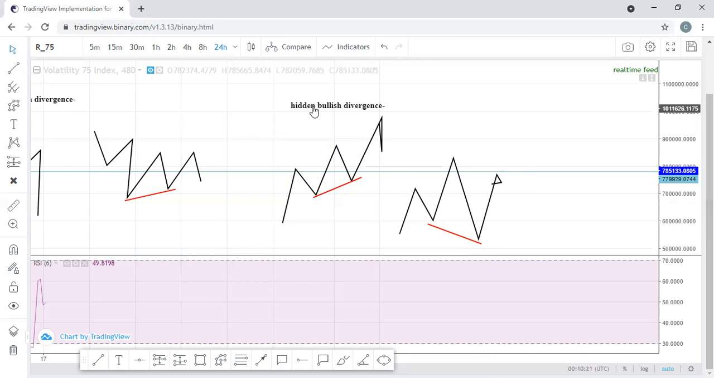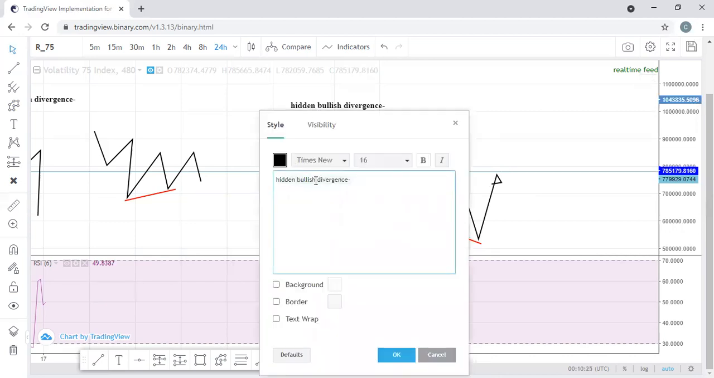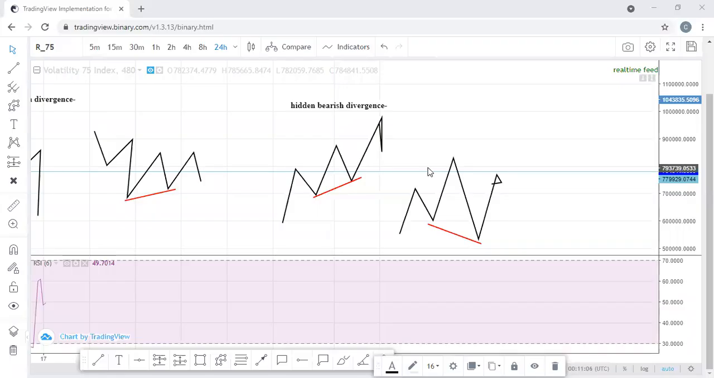That is the same case for the hidden bearish. It's the same concept. The hidden bearish divergence is also in the same fashion, right? So this is for regular bullish, and this is for hidden bullish, sorry. So let us do hidden bearish, right?